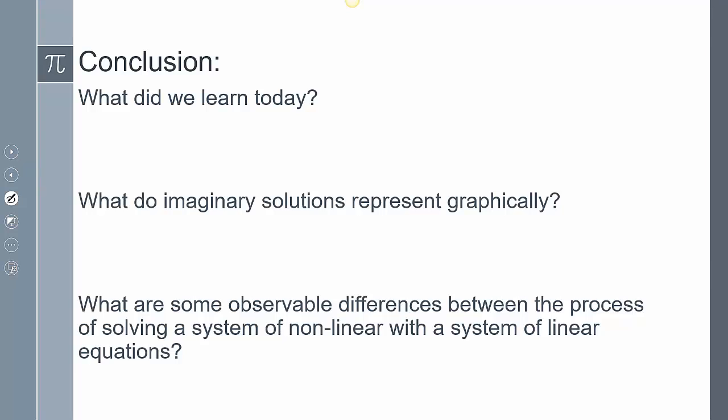And what I want you guys to go ahead and leave in the comments are, what do imaginary solutions represent graphically? And then in your own terms, what are some of the observable differences between the process of solving a system of nonlinear equations with a system of linear equations? So what are some of the things that you may have done different? What are some of the things that you may have done the same?